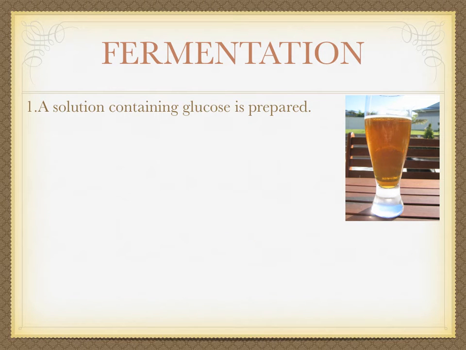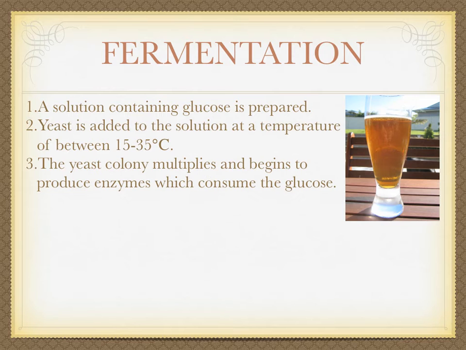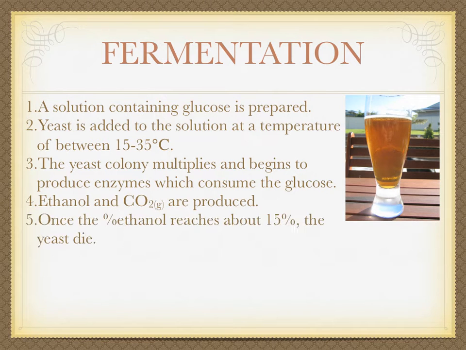So let's examine what we do then. We get a solution of glucose and prepare it. We add some yeast to it at a defined temperature of 15 to 35 degrees C. Now the yeast colony loves the glucose and begins to multiply in number, producing enzymes which go ahead and cause the glucose to be further broken down into ethanol and carbon dioxide. The carbon dioxide is produced as a gas, ethanol is aqueous.